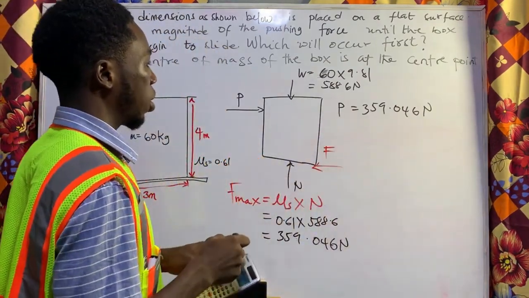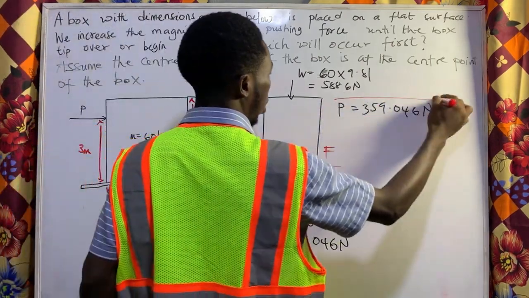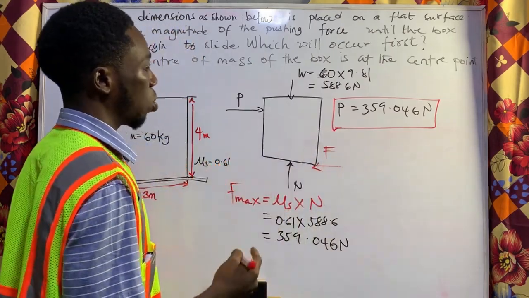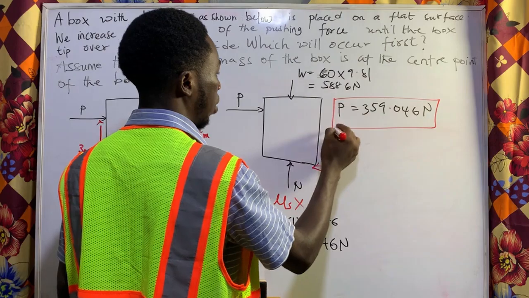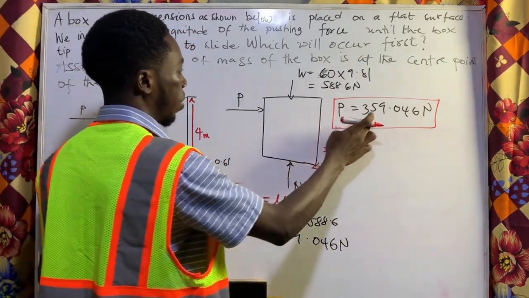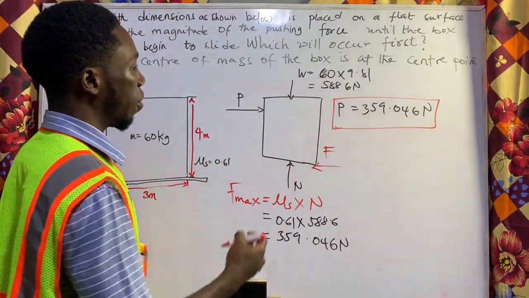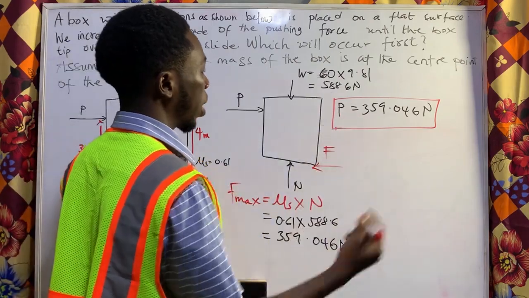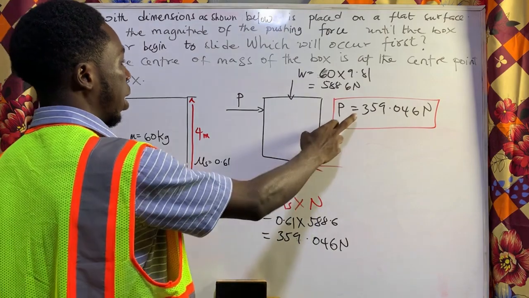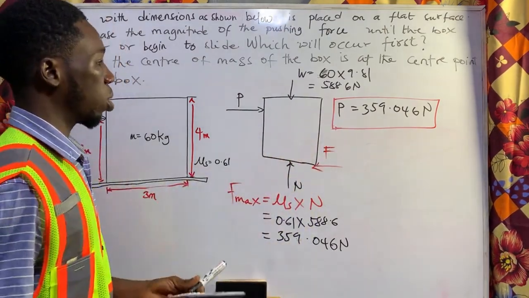So before sliding will occur, P must be equal to this value here. Therefore, this becomes the minimum value that P must be in order for sliding to occur. In order for sliding to begin to occur, P must at least be equal to this value. At the point where we get P equal to this value, that means sliding is about to begin to occur. If we increase this value any longer, then sliding will occur freely. So this is the least value that we need in order to cause this box to begin to slide.